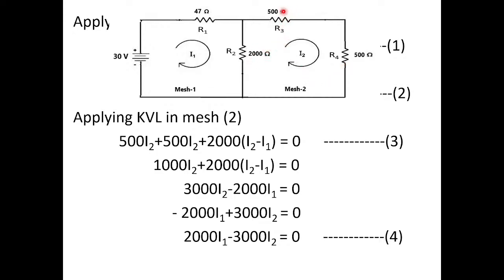So what is the voltage drop across R3? How much is the voltage drop? Voltage drop means voltage. Voltage is how much? I into R. What is I? I2 into R value is 500. So 500 into I2. Okay, this is the voltage drop. Next, what is the voltage drop across R4? Okay, how much is the voltage drop? I'm sorry, I into R. I value how much? I2. What is R value? 500. Therefore, 500 into I2.